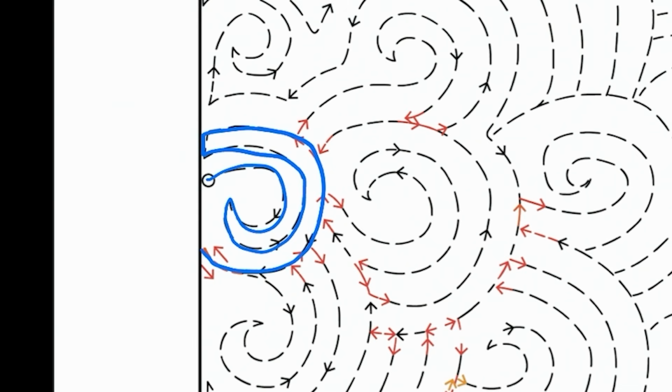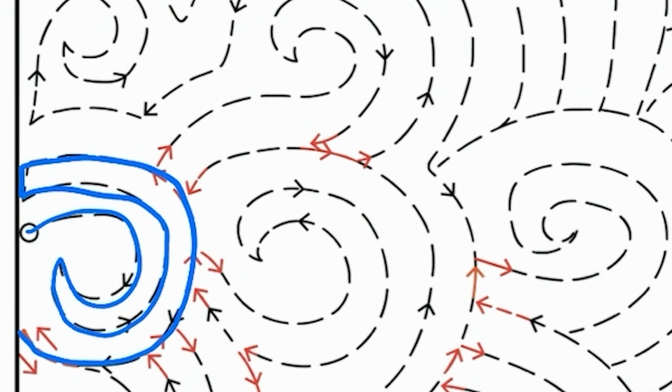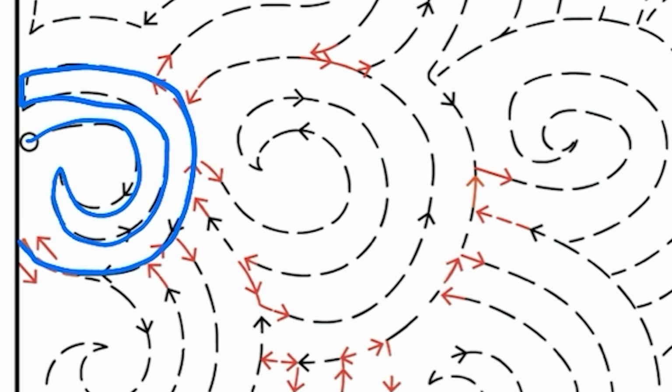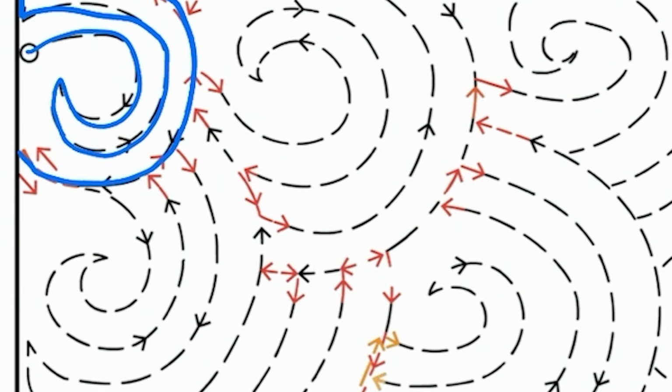And I'm going to stop here, and I'm going to change colors because this is an area where you'll see I have the red arrows showing you that you're going to backtrack over this same stitch.